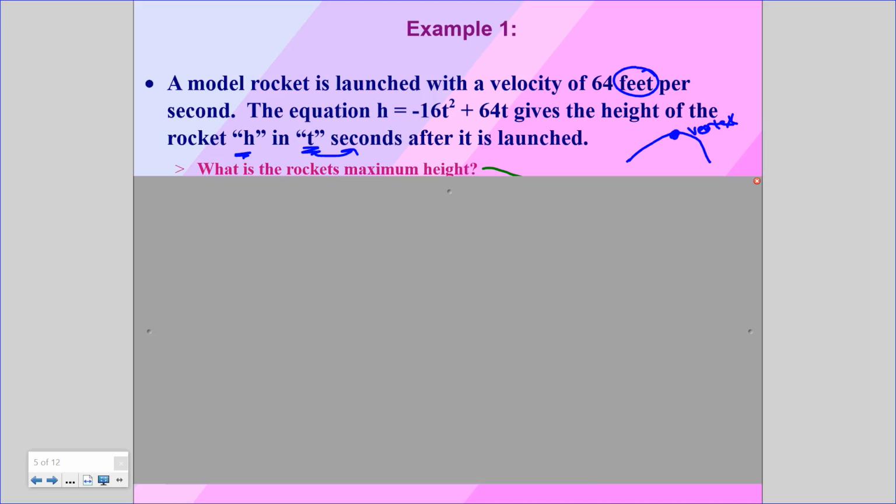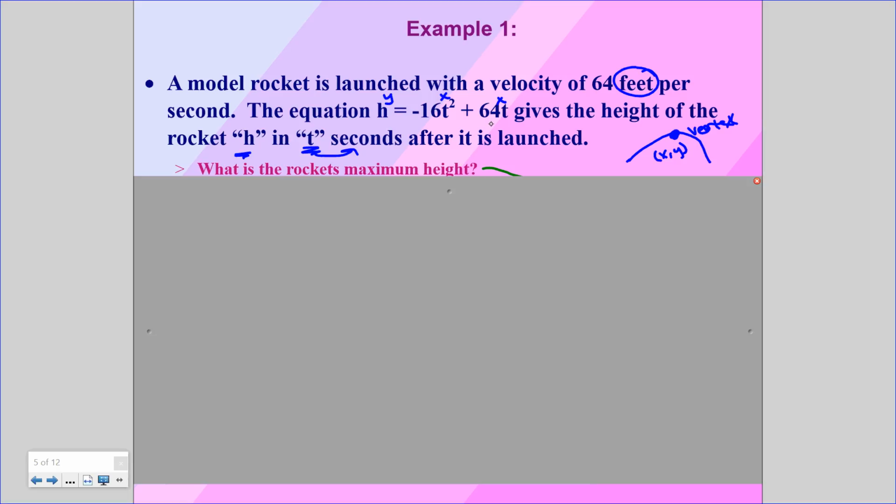But we have to determine which part of our vertex is going to help us, because a vertex is a point, an x, y ordered pair. So in this scenario, we've got h equals, remember that's really your y, and x in this scenario is t, time. That's a unit of seconds. So if we're wanting to answer what is the rocket's maximum height, time won't really tell us height.